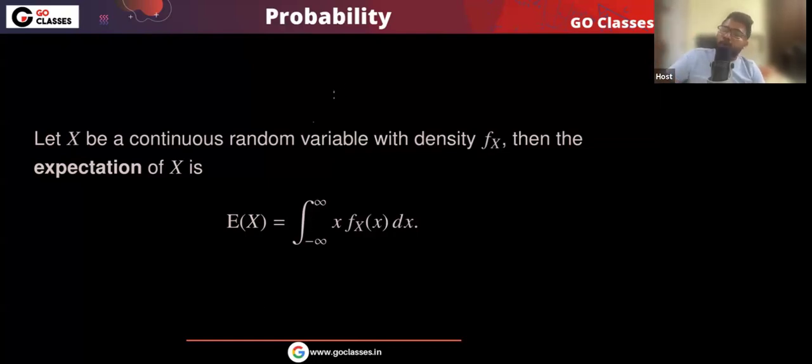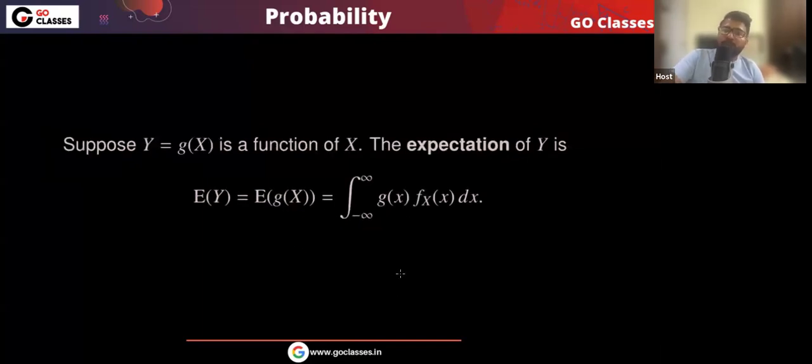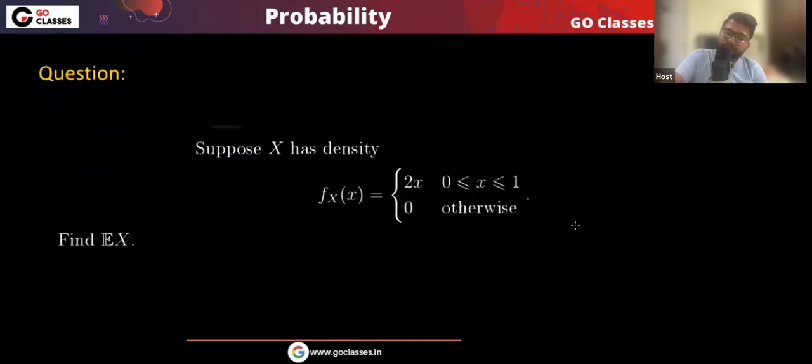Earlier, we used to sum over all the values of x. Now we will be integrating over all the values of x, right? x into f of x dx. Okay, cool. So if you want to find the expectation of any function of a random variable, this is called the LOTUS rule, which means you can put g(x) here and do the similar calculation.